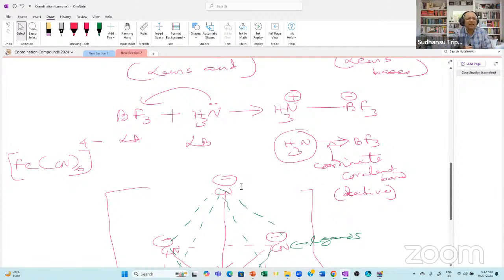But the word complex is a little misleading, so I will refrain from using the word complex very often, because complex has many wide versatile applications. So it will be better called coordination compounds, and sometimes, yes, we call complex compounds.